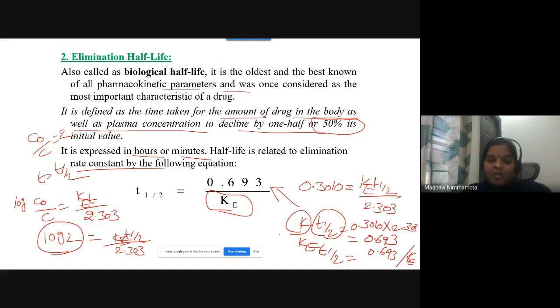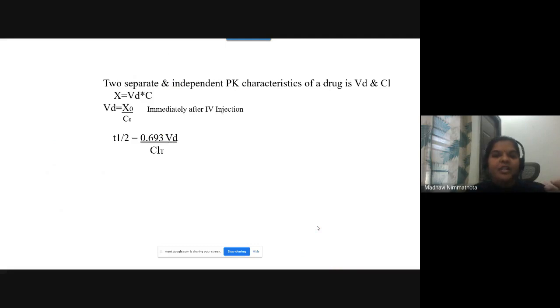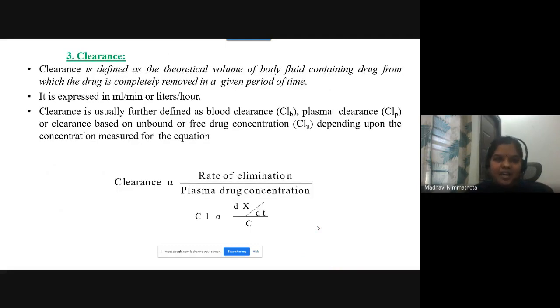Here we are talking about elimination, so for that you have to write elimination rate constant. This half-life derivation is the same as that of first order kinetics. So this is the elimination rate constant and then the elimination half-life. From the one compartmental IV bolus injection, we need to find three pharmacokinetic parameters. The first one is the elimination rate constant, the second is the elimination half-life and the third is clearance.